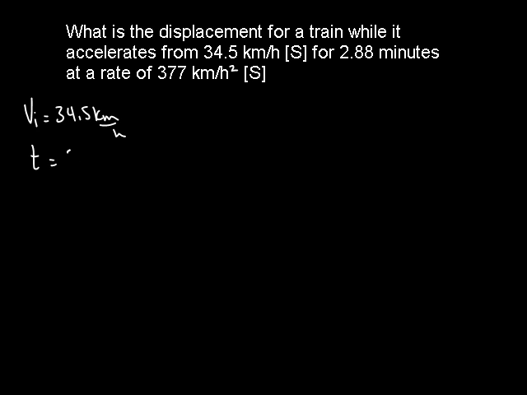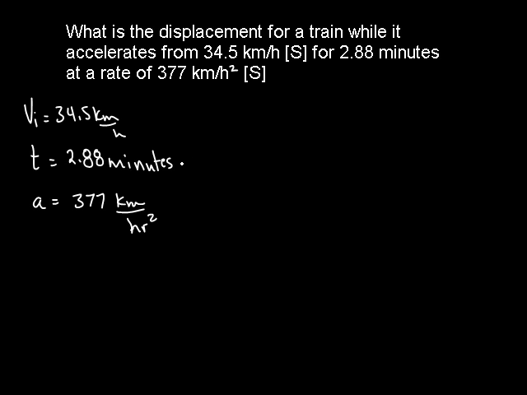The time is 2.88 minutes. Now, that's one of the reasons why I get students to list the knowns and unknowns, because it helps them to write out the units, and then should help them to realize, ooh, this is in minutes, this is hours, I'm going to have to do some sort of conversion later. So if you don't write these out, then you may not catch that. Okay, so our acceleration here is 377 kilometers per hour squared.